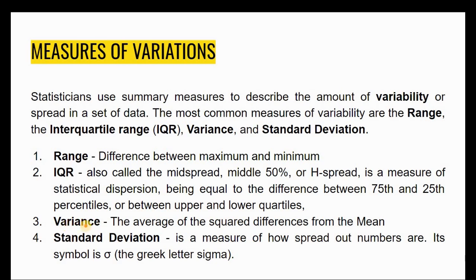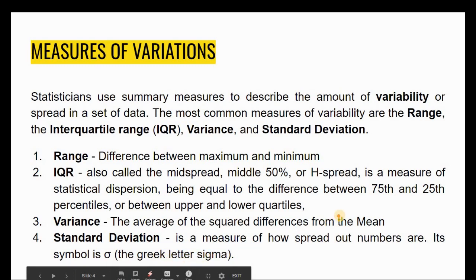And then third, we have variance. Ano yung variance? The average of squared differences from the mean. And then the fourth would be the standard deviation, which is a measure of how spread out numbers are. So, gaano kalaki yung kalat or lawak in between the numbers. It is represented by the symbol sigma, the Greek letter.